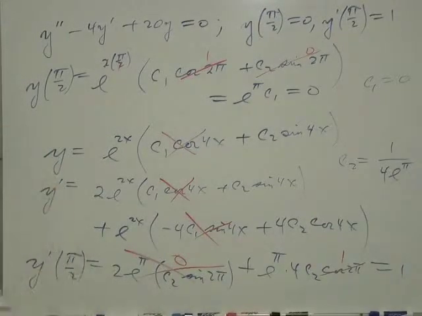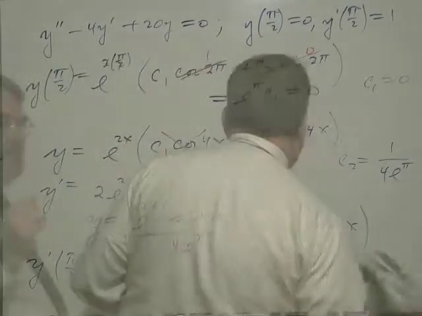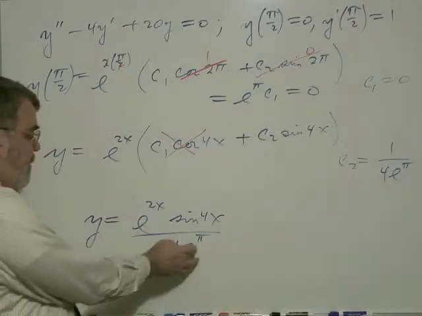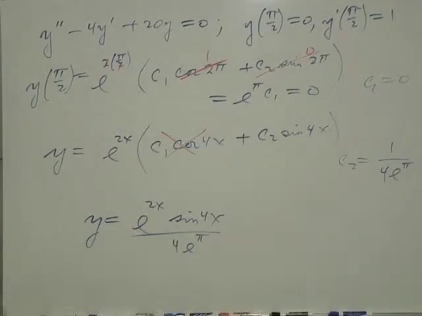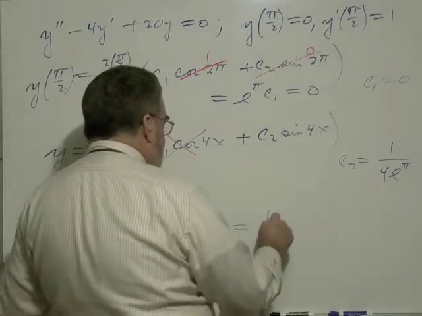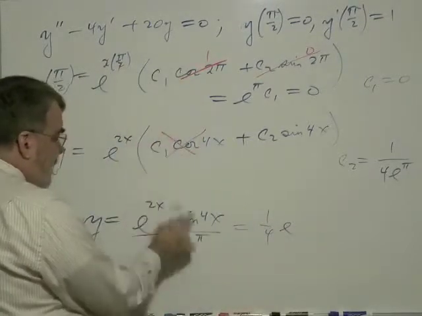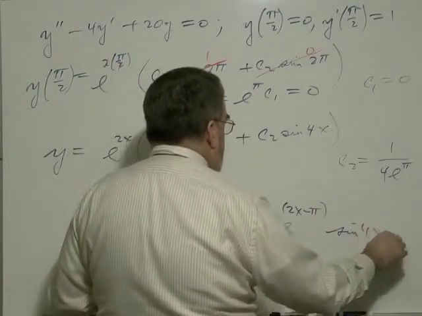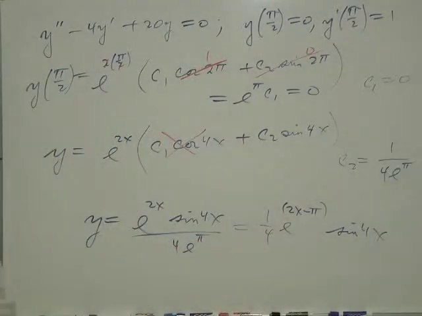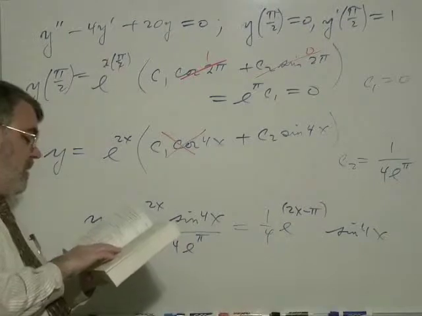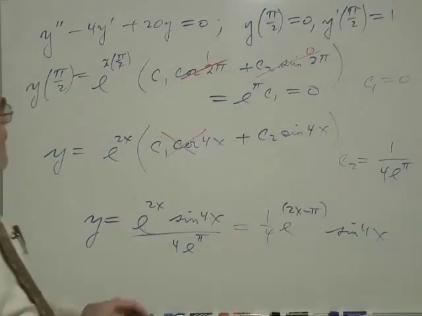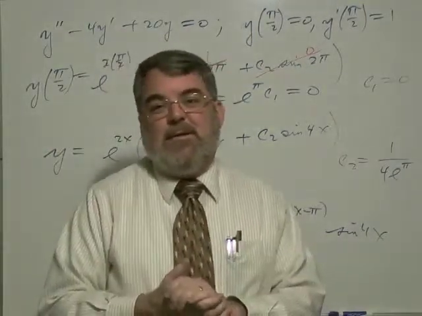So I'm going to erase most of this and write the answer to this problem down. I got y equals e to the 2x times sine 4x divided by 4e to the pi. And our book combines the e's together and makes it 1/4 e to the 2x minus pi, and then times sine 4x. So that's the form I believe the book has it in. Let me just make sure. Indeed it is. So, good sign. Anyway, there's problem number 34. Now I'm going to move on to the non-homogeneous problems.